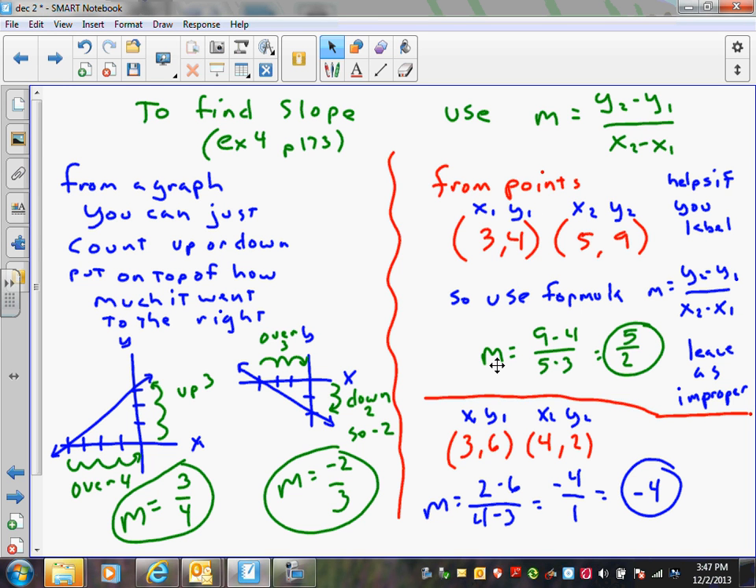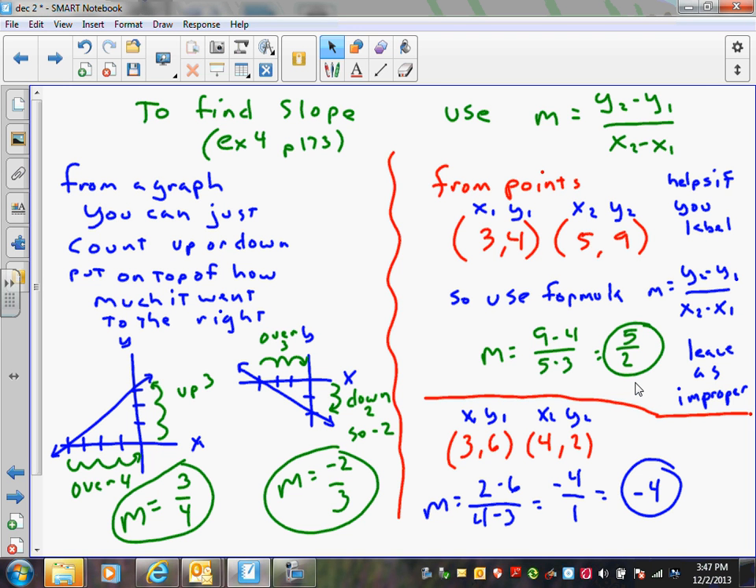Okay, we don't know m. That's what we're looking for. We know y2 is 9. We've got to subtract y1, which is 4. 9 minus 4 gives us 5. On top of, x2 is 5 and x1 is 3. So 5 minus 3 is 2. I get 5 over 2.